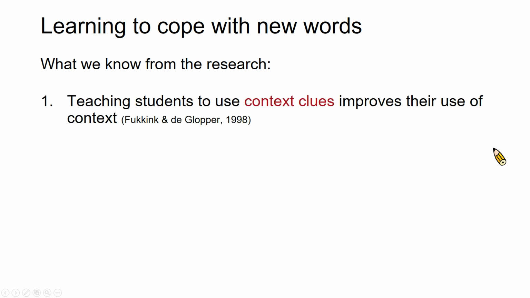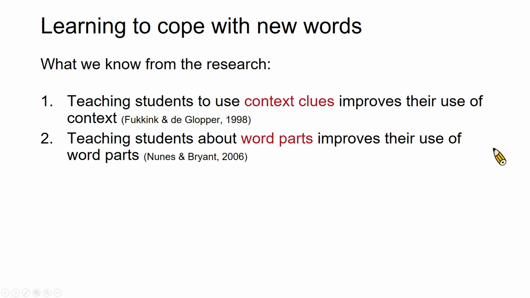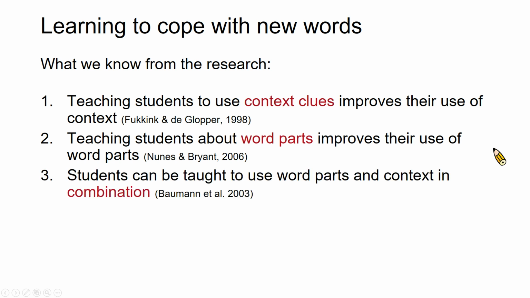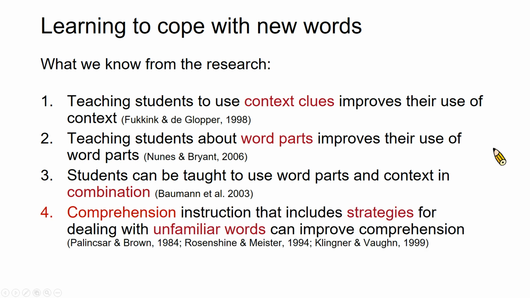First, teaching students to use context clues improves their use of context. And teaching students about word parts improves their use of word parts. And students can be taught to use word parts and context in combination. And number four, comprehension instruction that includes strategies for dealing with unfamiliar words can improve comprehension.